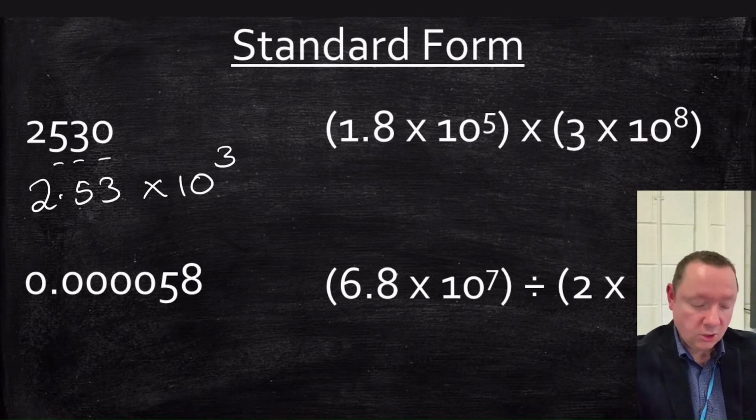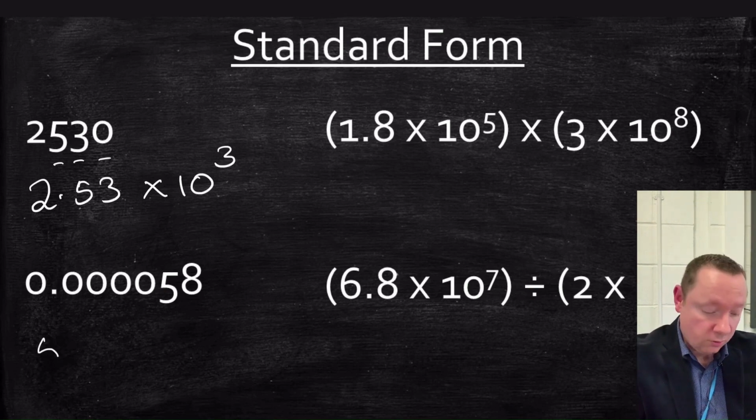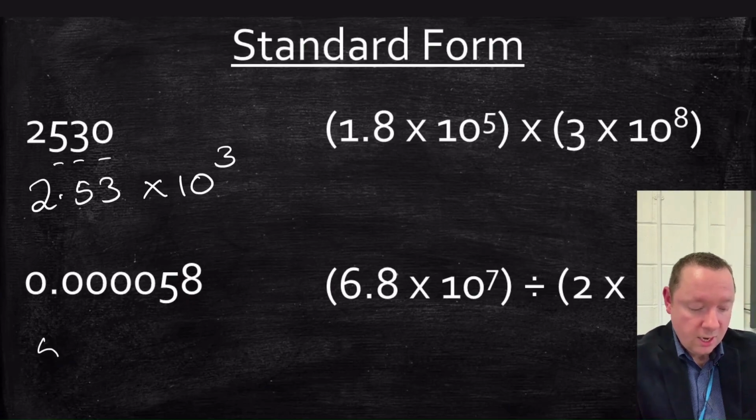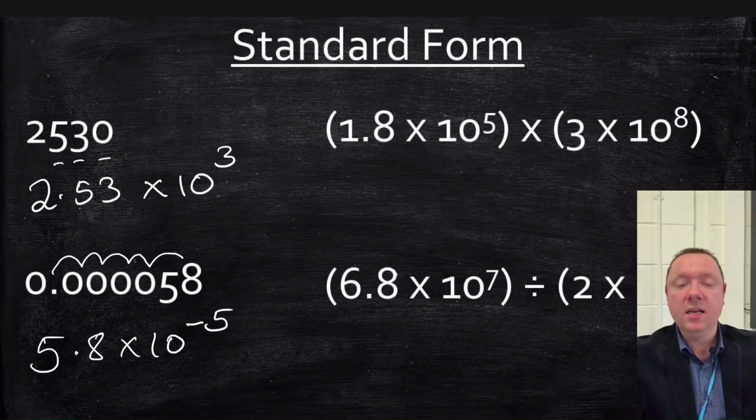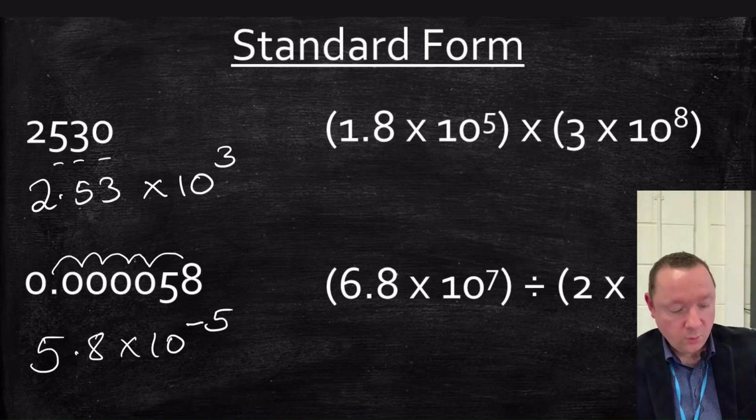With smaller numbers, just the same idea. I've got 0.000058, so I've got 5.8 times 10 to the power. And I want to imagine this decimal point jumping 1, 2, 3, 4, 5. So minus 5, not positive, minus for numbers that are between 0 and 1.